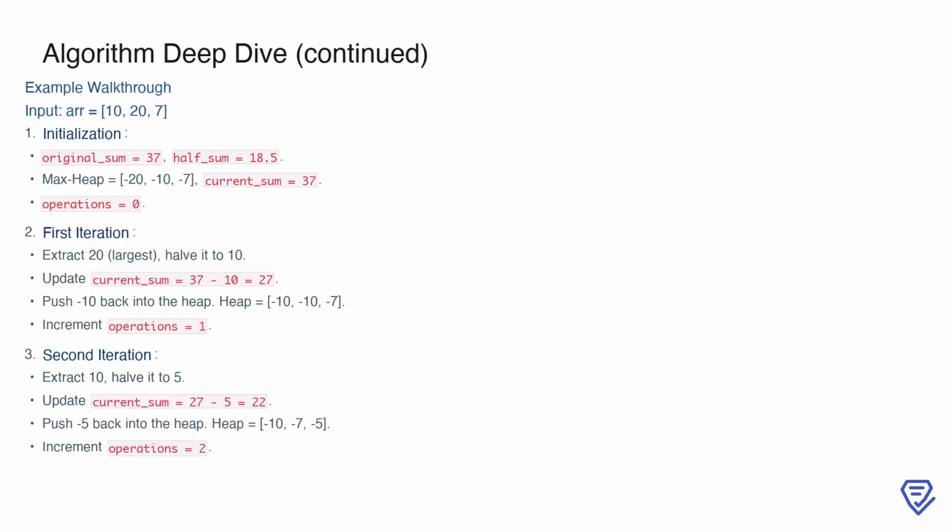In the first iteration, we extract the largest element, which is 20. Halving 20 gives us 10. We subtract 10 from current_sum, reducing it to 27, and push -10 back into the heap. The heap now looks like -10, -10, -7. We increment the operations counter to 1.